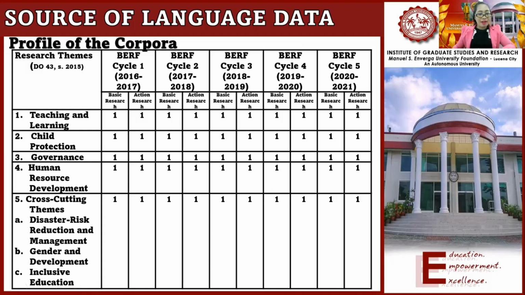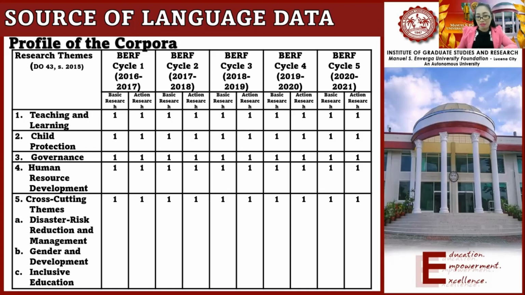So for the profile of the corpora under source of language data. For the equal distribution of research themes published in the Basic Education Research Fund, a comparable number of corpora will be analyzed to validate the findings. And the table shows that completed papers of one action and one basic research will be chosen per Basic Education Research Fund cycle at random from each research team from DepEd, lifted from DepEd Order number 43 series of 2015.